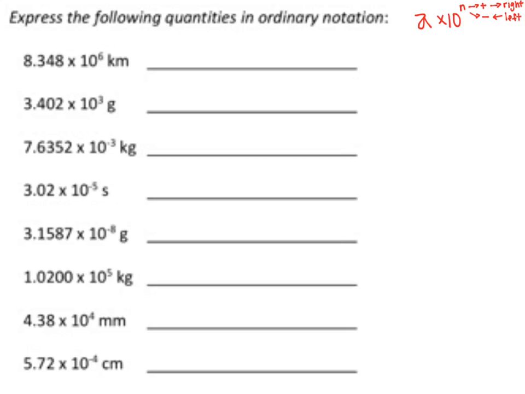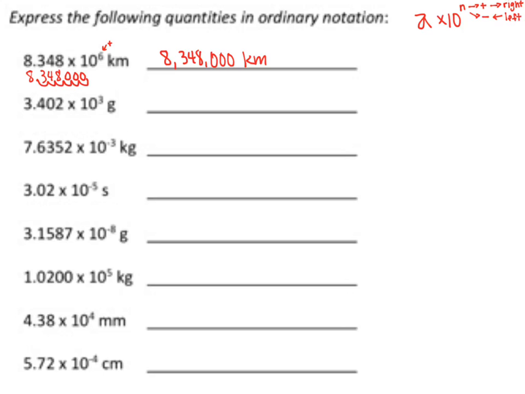Okay, so then in this case, if you feel more comfortable rewriting it, that's fine. So I have 8.348. So I'm going to move it over 6 times to the right side because this exponent is positive. So I'm going to go 1, 2, 3, 4, 5, 6. So I would add 3 more zeros. So my number in ordinary notation would be 8,348,000 kilometers.